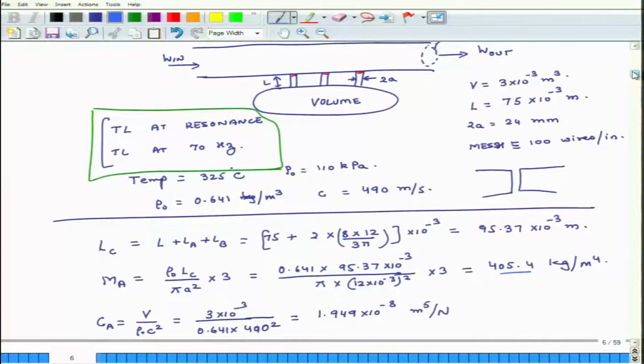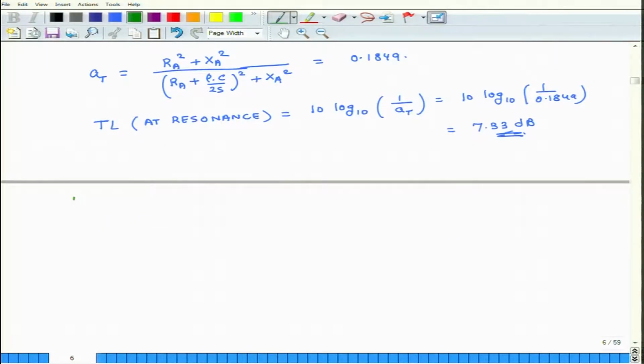So, this is one part of the answer, but we were told that we have to find what will be the transmission loss at 70 Hertz. So, at resonance the transmission loss is 7.3 decibels. At 70 hertz we are trying, now we will calculate the transmission loss. So, this is the second part, TL at 70 hertz.